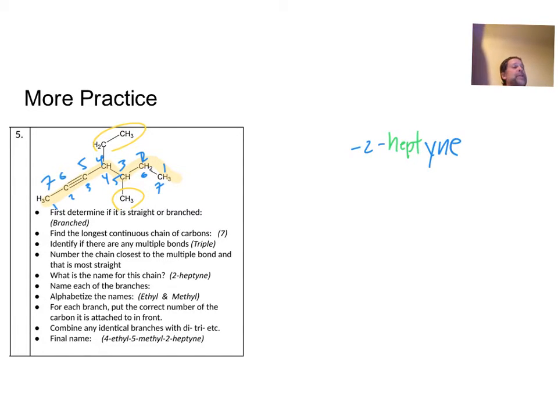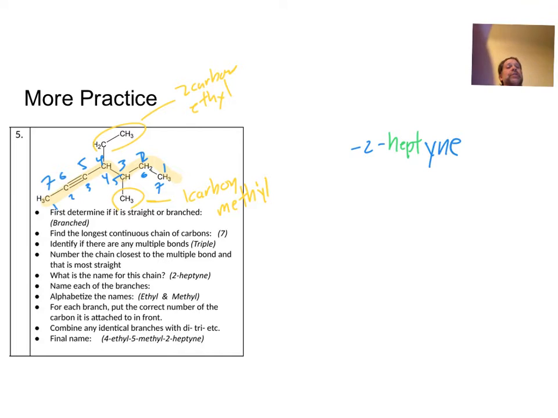Now I need to deal with my branches. I have a 1 carbon long branch, which is a methyl, and a 2 carbon long branch, which is an ethyl. They have to be alphabetized.